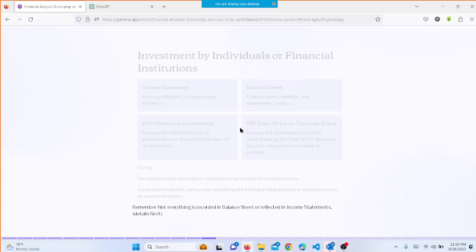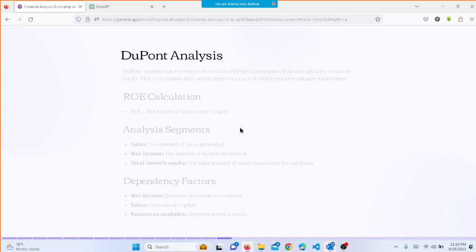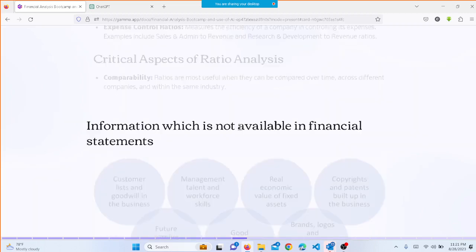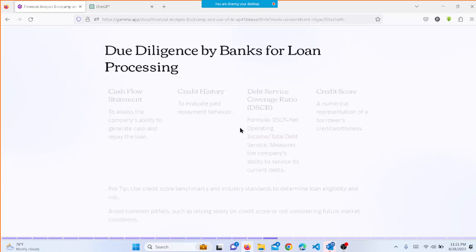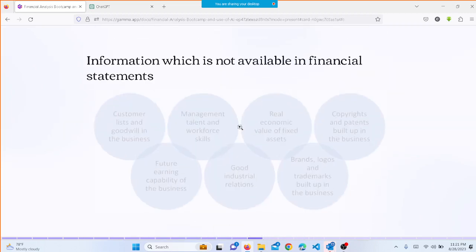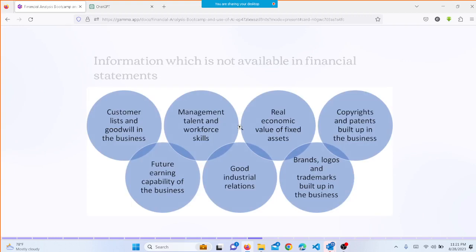And remember that not everything is recorded in the balance sheet or reflected in the financial statement. So what are those things? We will look at this after this analysis. Let me see if I have that already. Yes, here. So there are certain things which are not available in the financial statement.